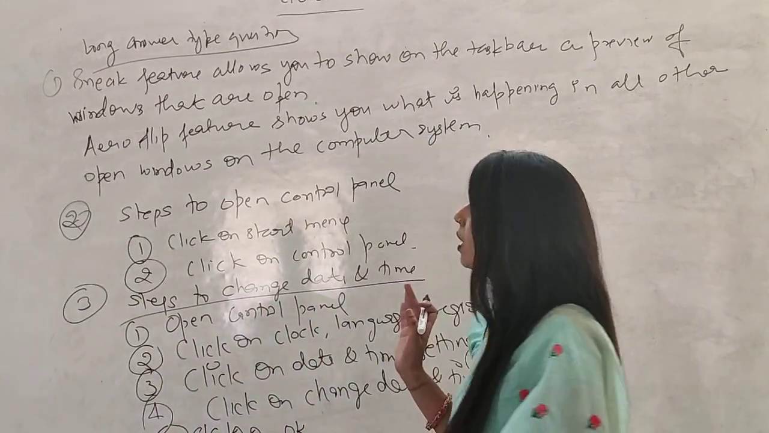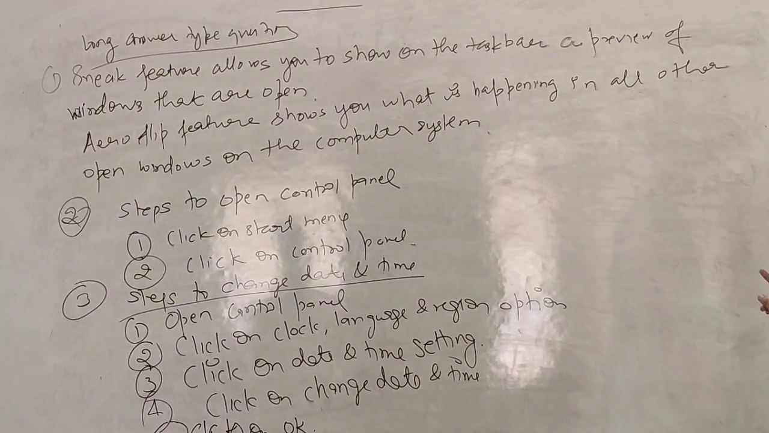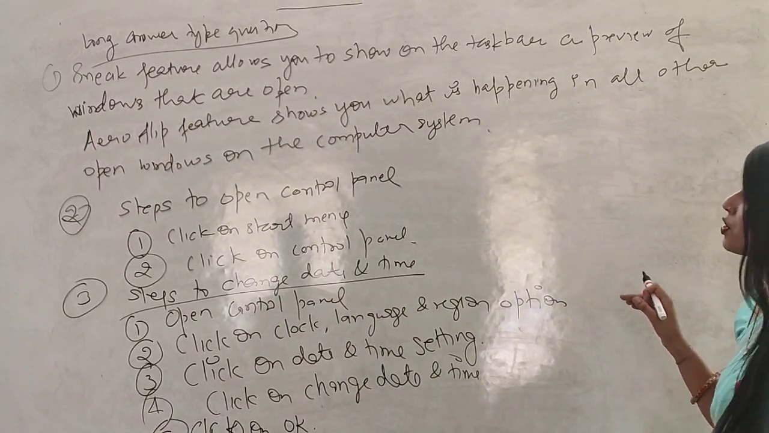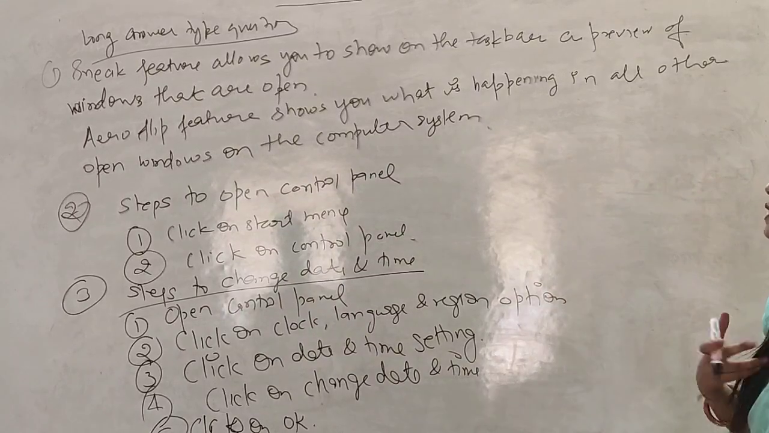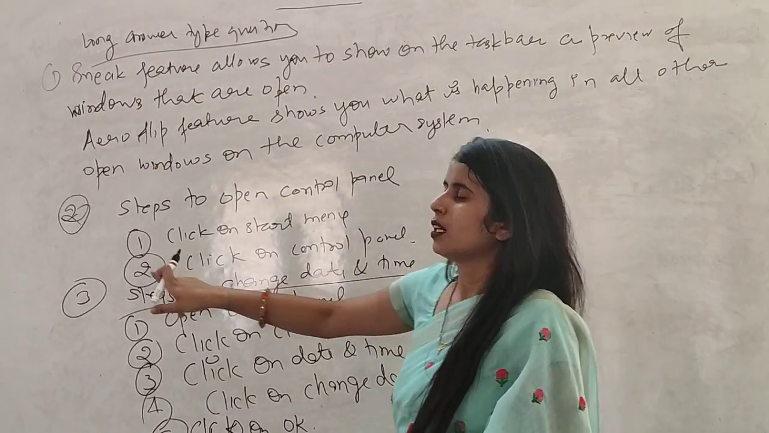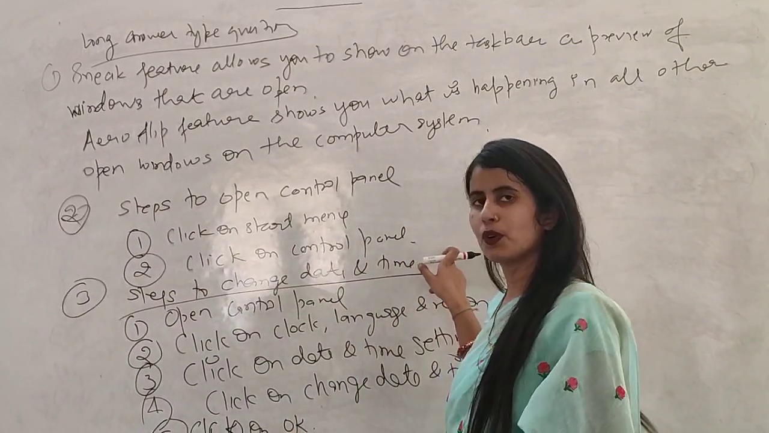Okay, so these are the long answer type questions. First is, sneak feature allows you to show on the taskbar a preview of windows that are open. Arrow flip feature shows you what is happening in all other open windows on the computer system. How to open control panel? Click on start menu, click on control panel.